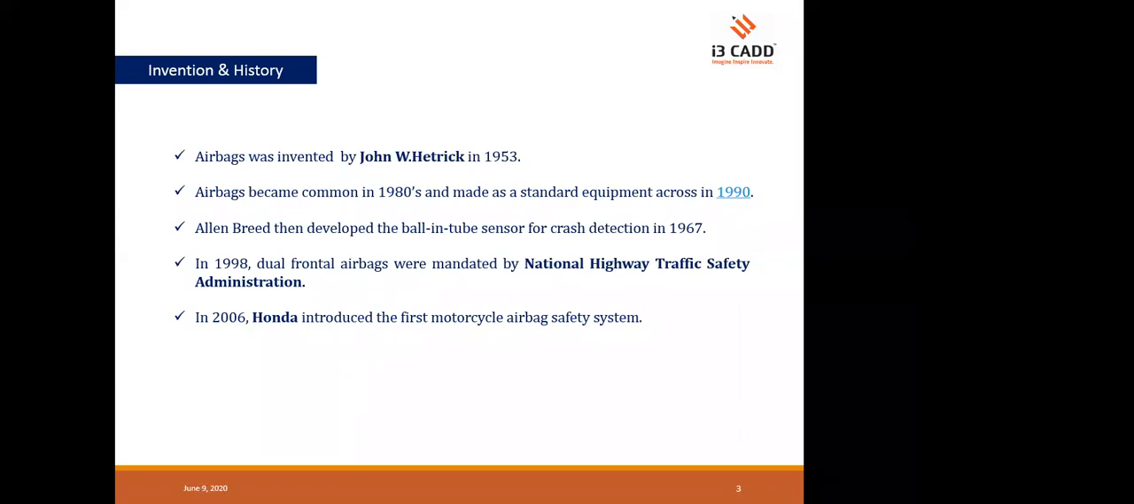And here is the interesting thing. The airbag became common in the 1980s and was made standard equipment across the board in 1990. So there is a huge span of 40 years in developing a better airbag. What made the scientists work for almost four decades to bring out a properly functional and commercial airbag? There were two factors which hardly influenced the development of airbags in the 1950s.